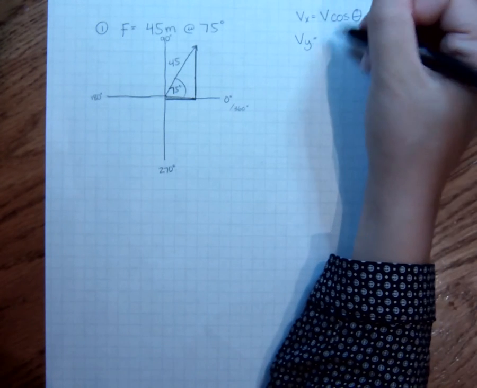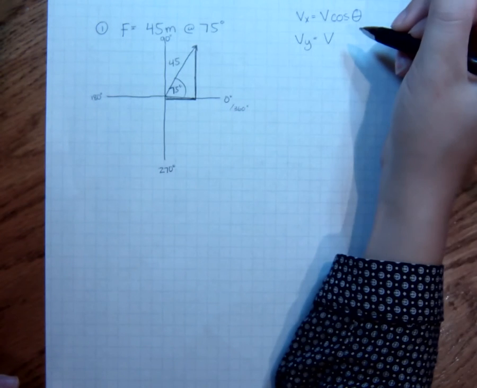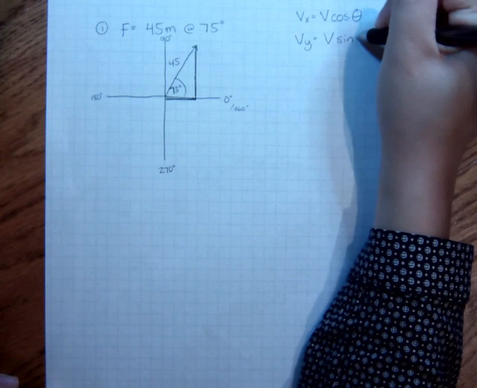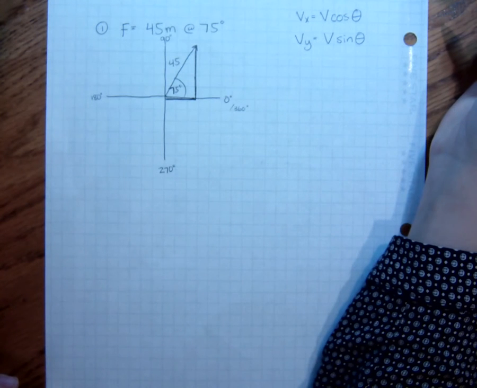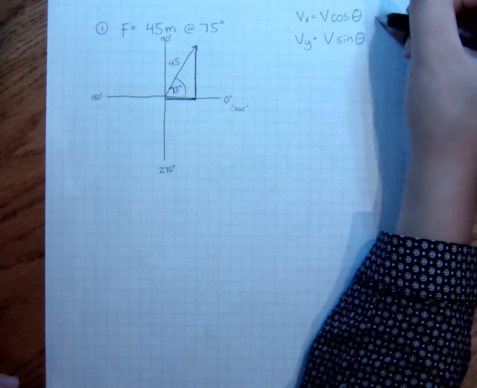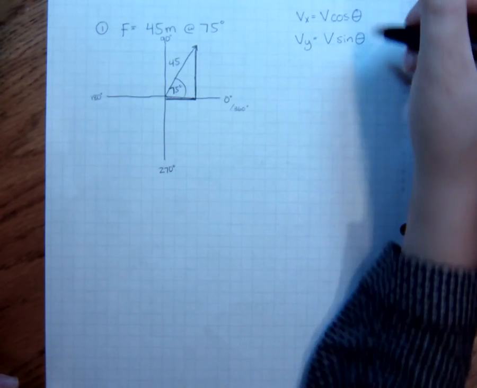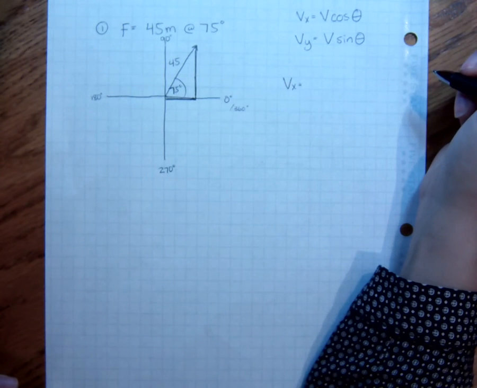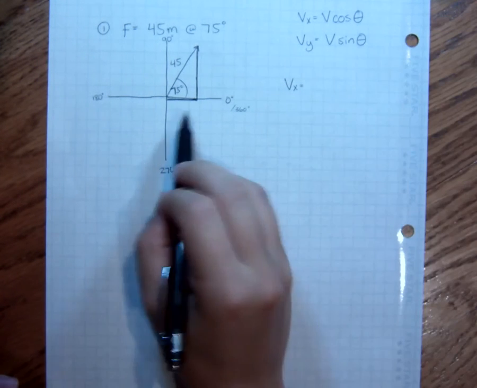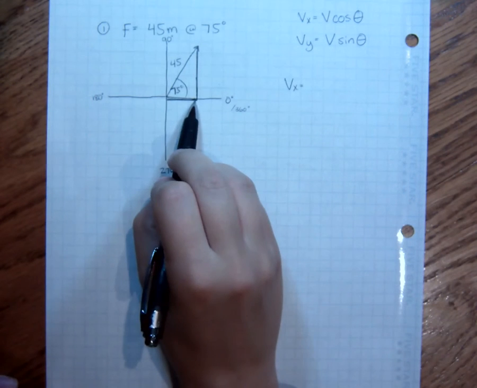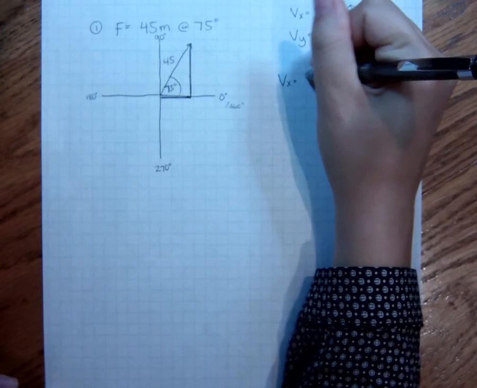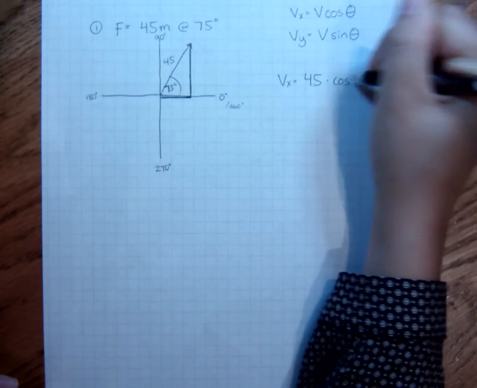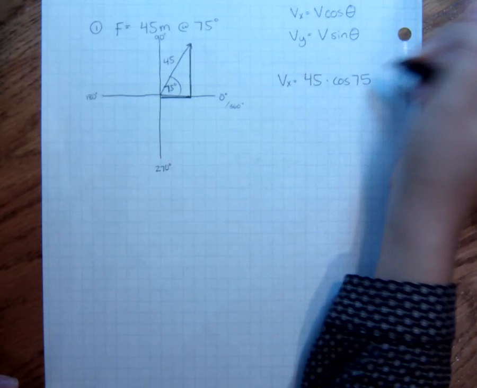And then if I want to find the y component, I multiply the magnitude of my vector times the sine of my angle theta. So I'm not going to plug these into the calculator, but I will write down what I would plug into the calculator. If I was trying to solve for the x component of this vector, I would plug in 45 times the cosine of 75.